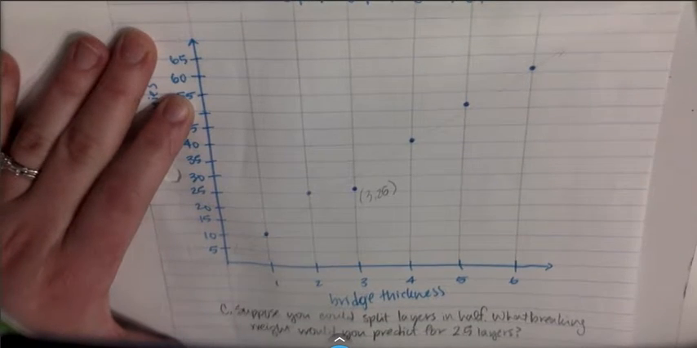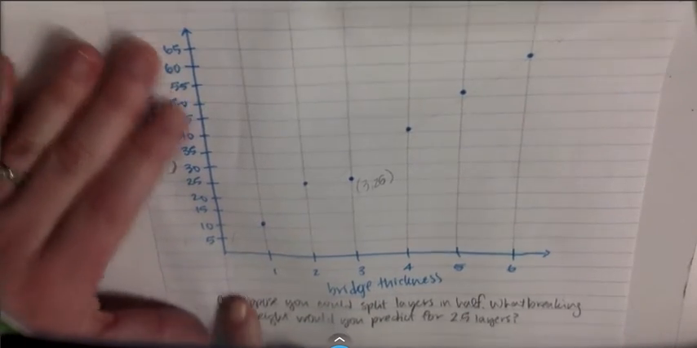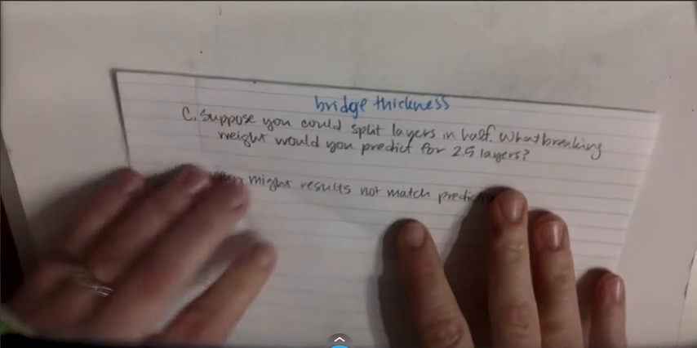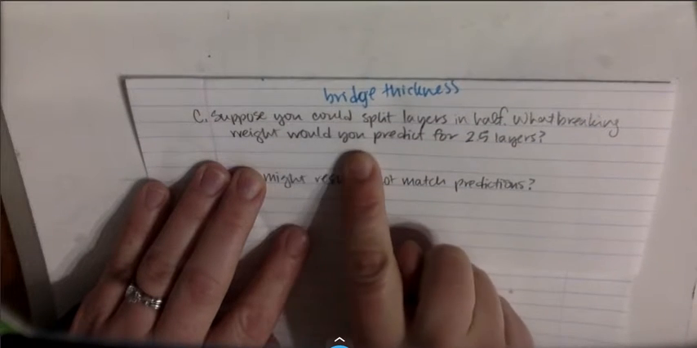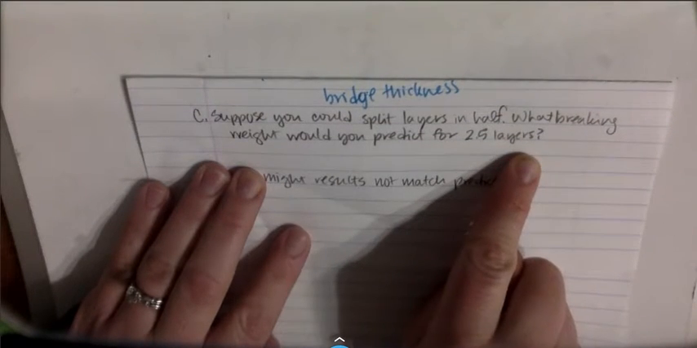Now you are probably looking at some of the questions, and some of the questions are these. So I'm going to try to fold this paper up so we can look at these questions and answer them and be thoughtful about this. Suppose you could split layers in half. What breaking weight would you predict for 2.5 layers? That was the question for part C of this.